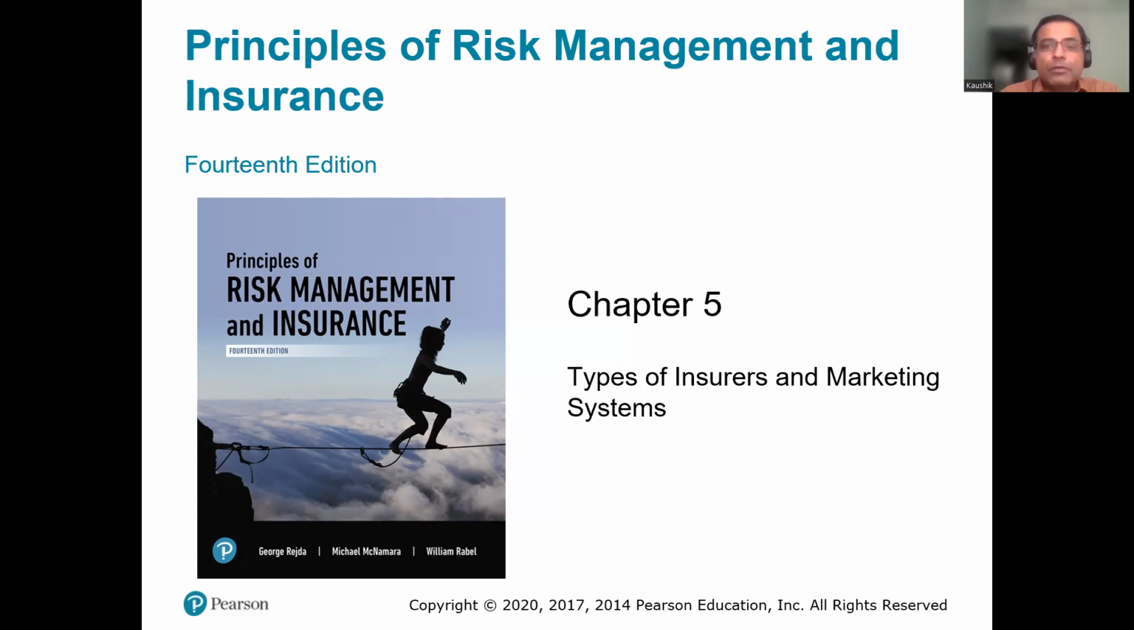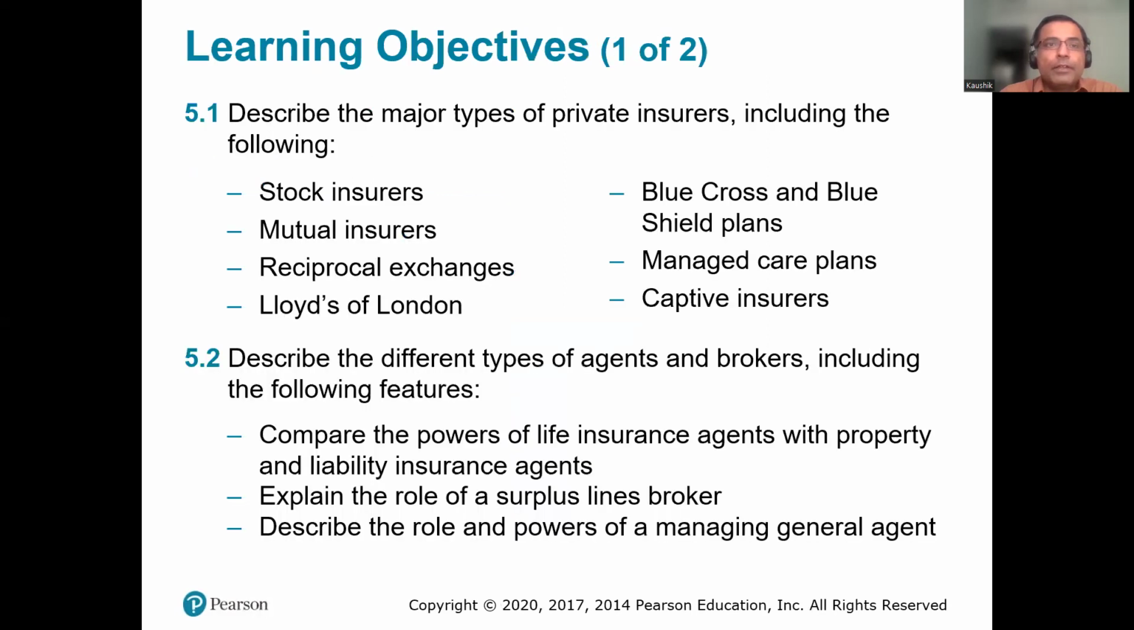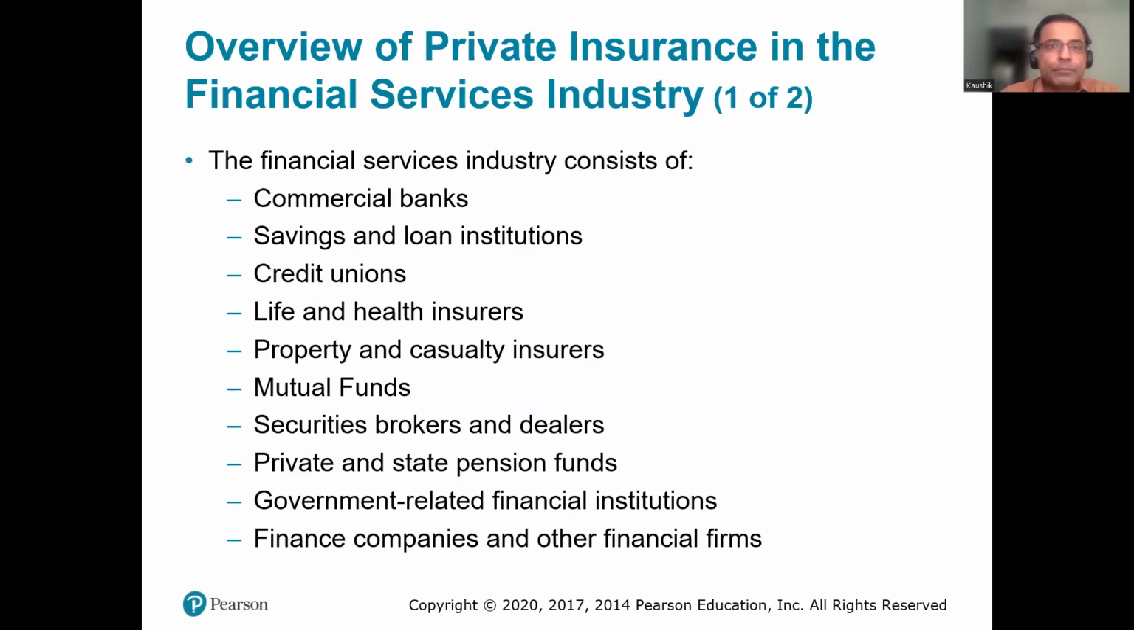This chapter is about types of insurers and marketing systems. These are the concepts that we will cover in this chapter. So we start with an overview of the financial services industry. There are many institutions involved in the financial services industry, including banks, credit unions, insurance companies, pension funds, and so on.